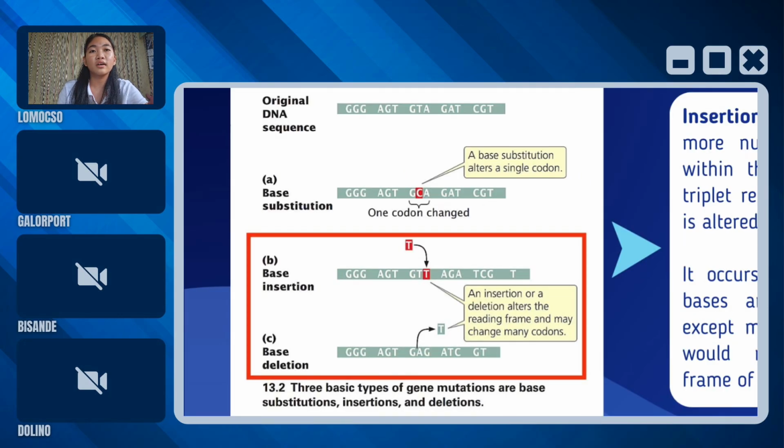So the loss or addition of a single nucleotide causes all of the subsequent 3-letter codons to be changed. Let's focus on this red box. So for the base insertion, thymine is added to the 3-letter codon, which causes the amino acid sequence to change, which is also the same for the base deletion, where thymine is removed from the 3-letter codon, altering the reading frame and may change many codons.